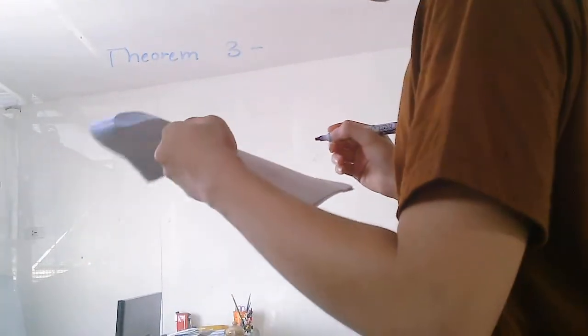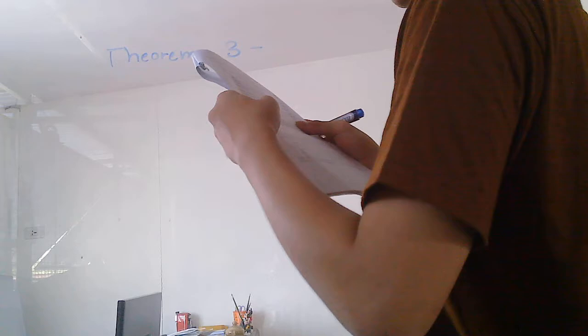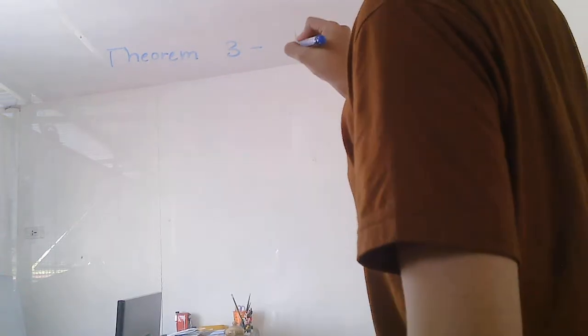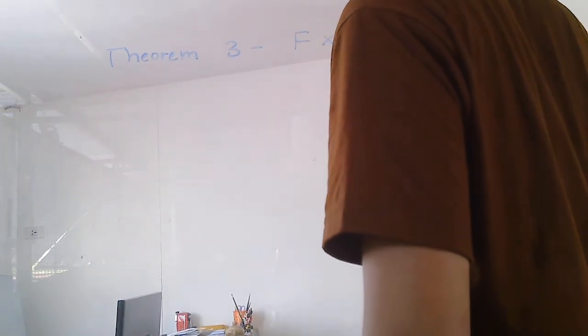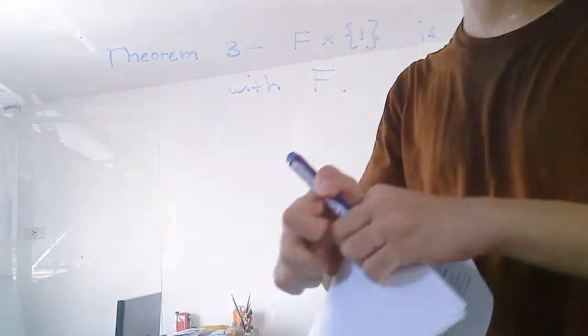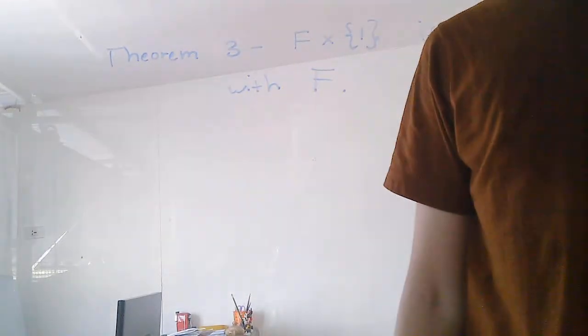Now, to prove that theorem, call it Theorem 3. I'll write it down here. Theorem 3: F cross 1 is equidecomposable with F. And the proof for this requires what we call the Banach-Schroeder-Bernstein Theorem.